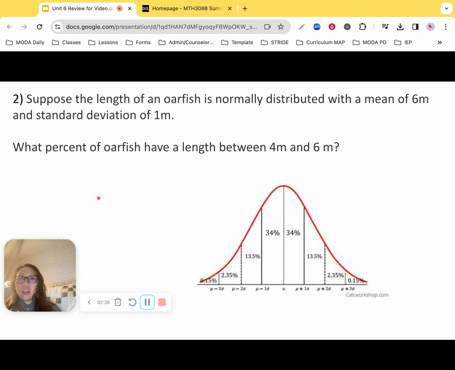For our second problem, we have: suppose the length of an oarfish is normally distributed with a mean of 6 and a standard deviation of 1. What percent of oarfish have a length between 4 and 6 meters?